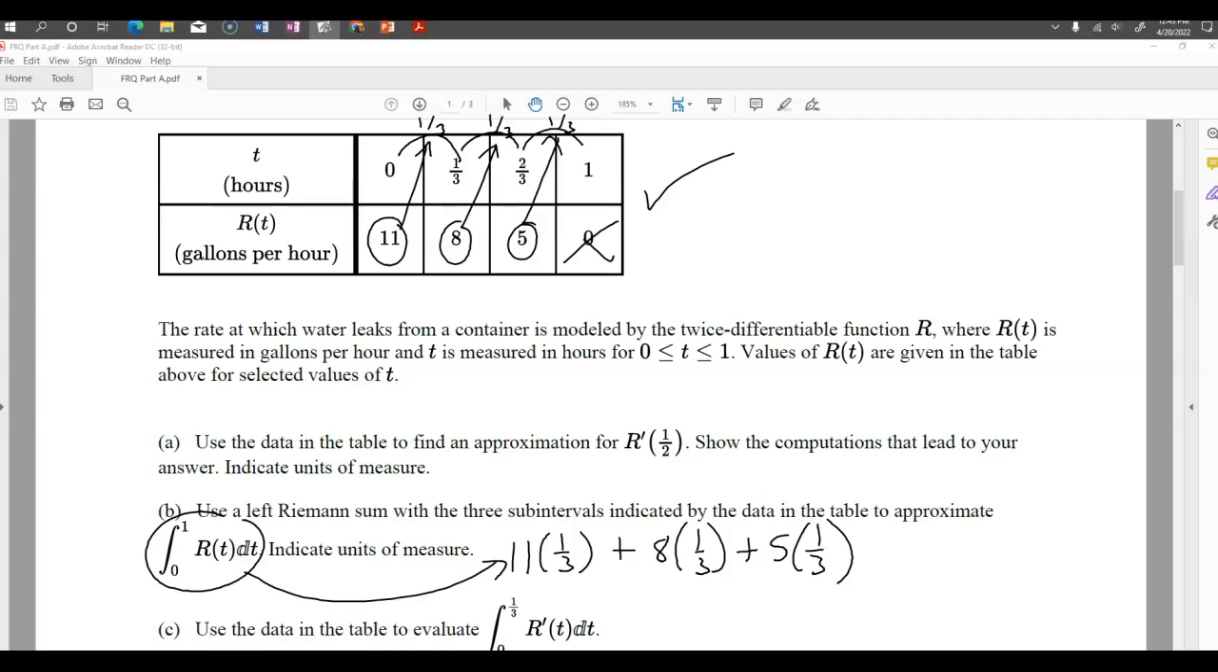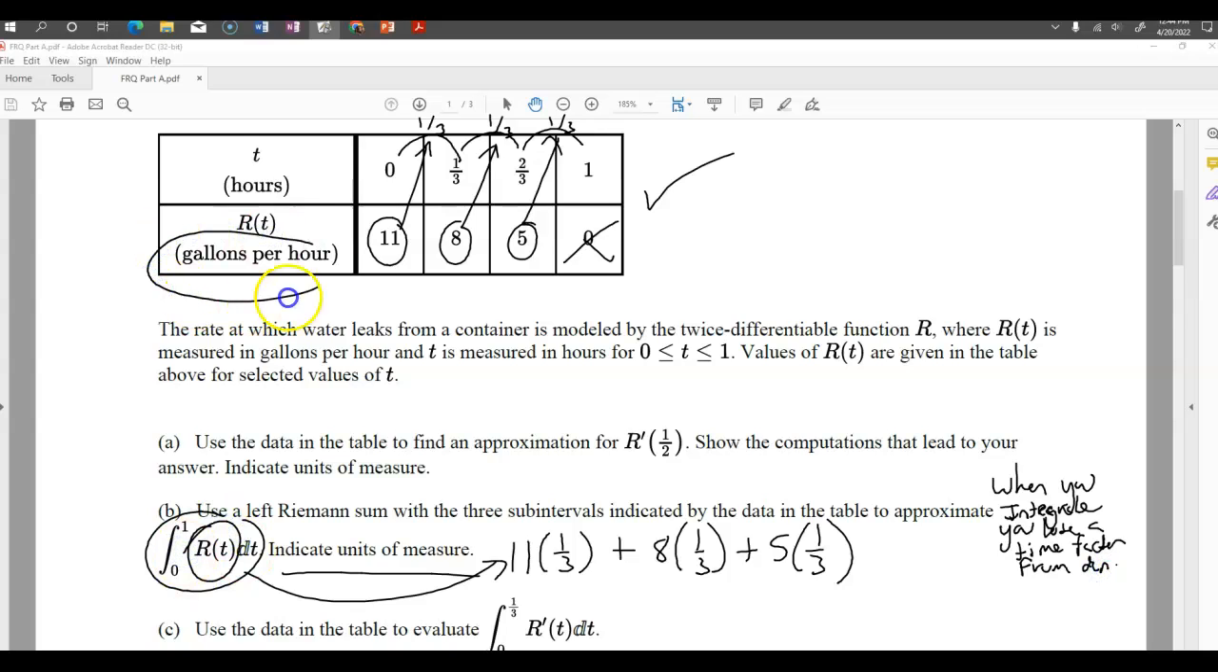to our integral. But they do want us to also indicate the units of measure. So when you integrate, you lose a time factor from the denominator. So what do I mean by that? We're integrating R. R is gallons per hour, right? So if I have this, and every time you integrate, you lose a time factor off the bottom. So this goes away, and the answer is gallons.